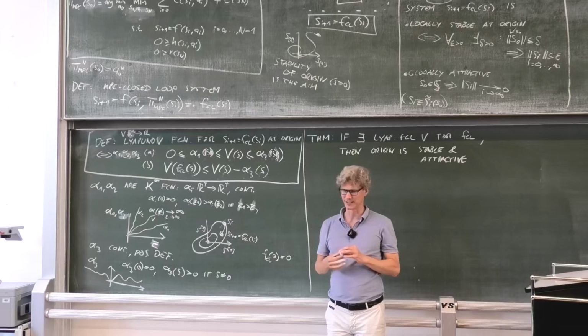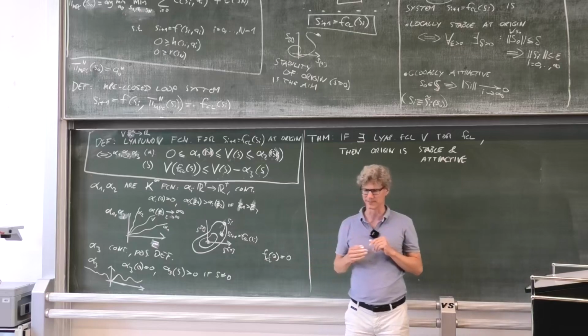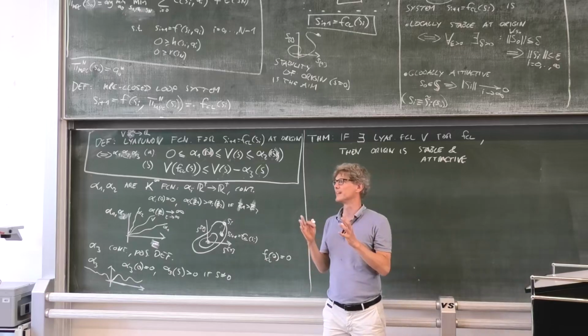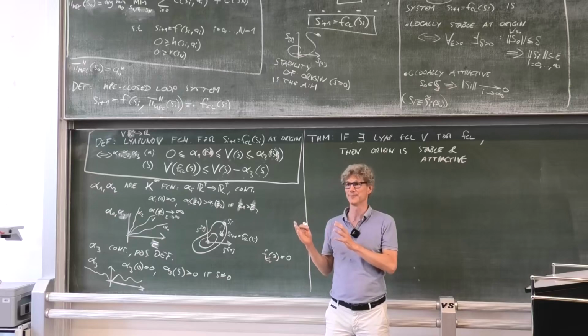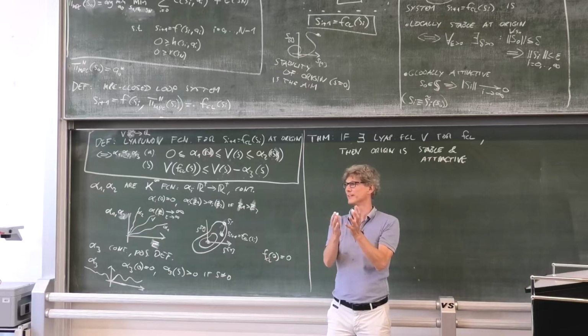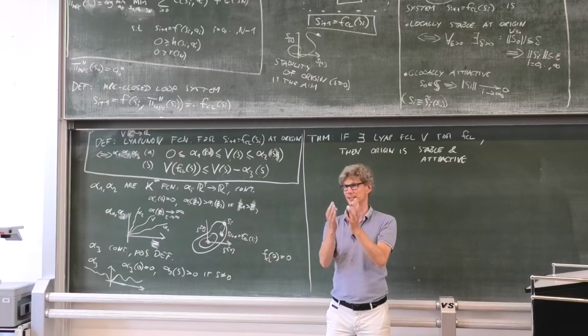So the problem is the following. If you do not find a Lyapunov function, you don't know anything. But if you have found a Lyapunov function, then you know it's stable and attractive. So that's a beautiful tool to show that you are stable.